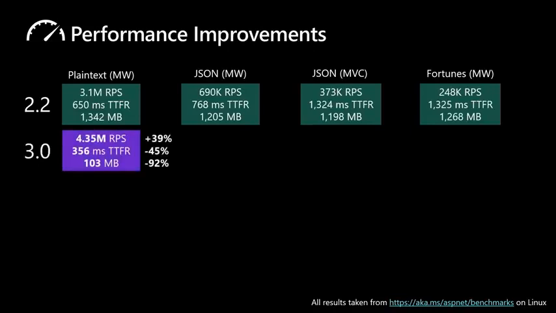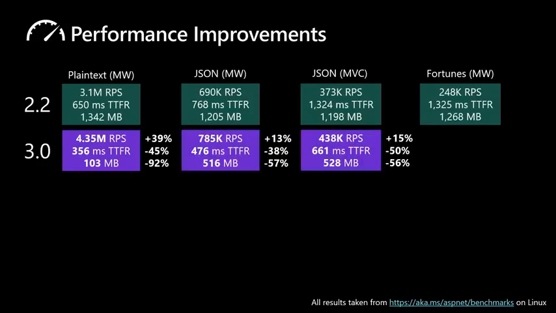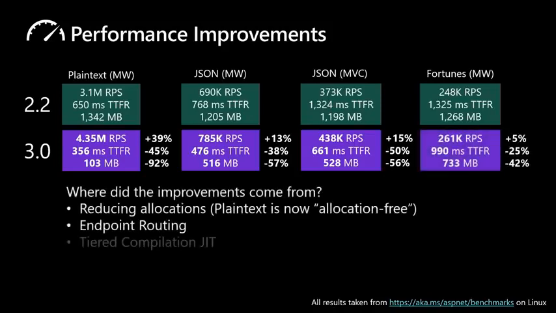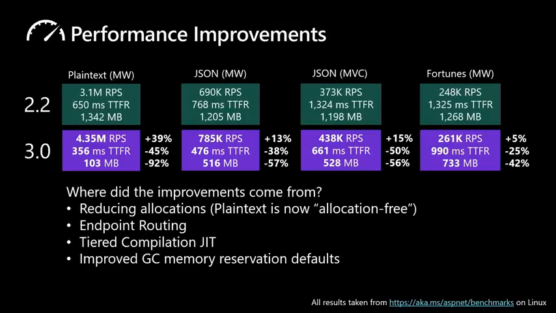So with the plain text benchmark, 39% throughput improvement, 45% time to first request improvement, 92% working set memory improvement over 2.2. And this continues for even the more real-world benchmark scenarios, like working with JSON files. Again, huge improvements. The Fortunes benchmark is where you have a database and APIs and stuff. Huge improvements. Where do these come from? We reduced allocations across the board. The plain text benchmark is now completely non-allocating.